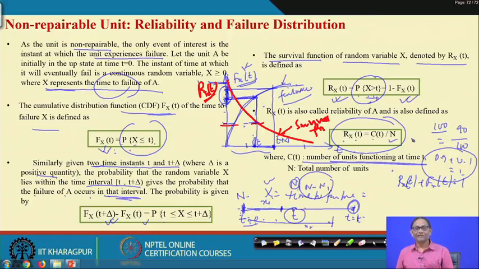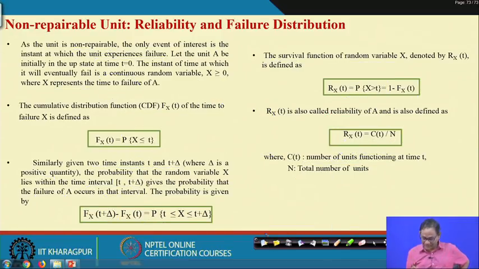And what is the survival? Survival is reliability, which is the probability that the component will survive up to time t. Even if it fails, it will fail after time t, not within time t. The probability of failure, the cumulative probability, and the survival function are complementary to each other, in the sense that the sum of the two will become 1. And that is what we have discussed so far.